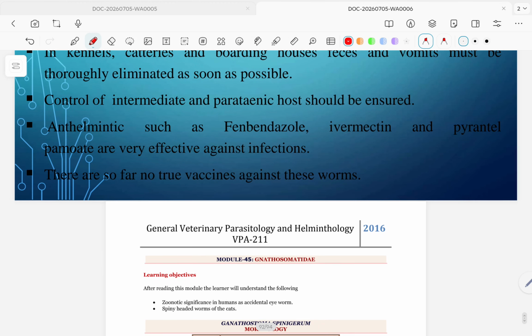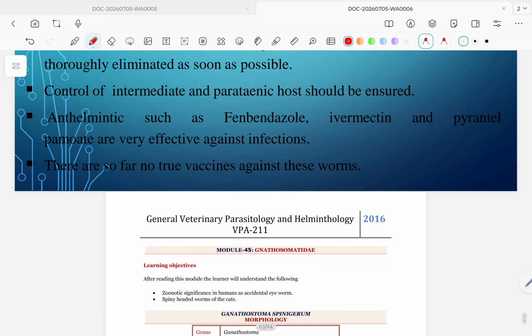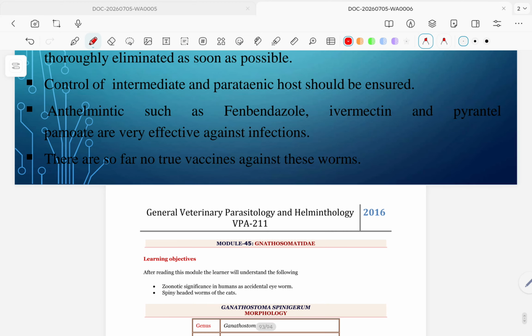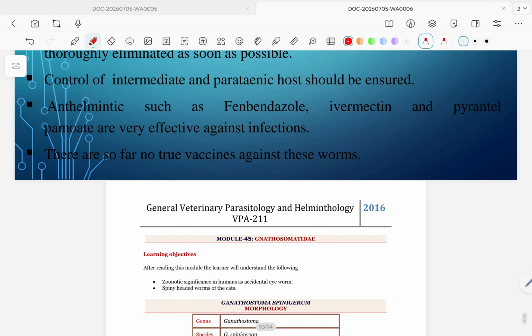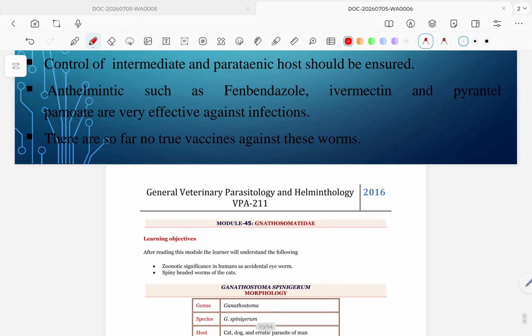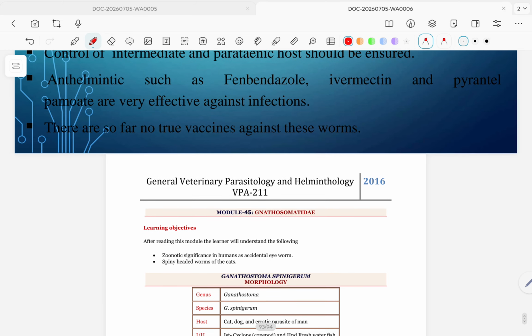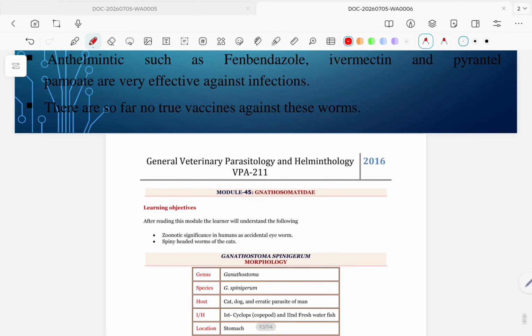Anthelmintics such as fenbendazole, ivermectin, and pyrantel pamoate are very effective against infection. There is so far no true vaccine against this worm.